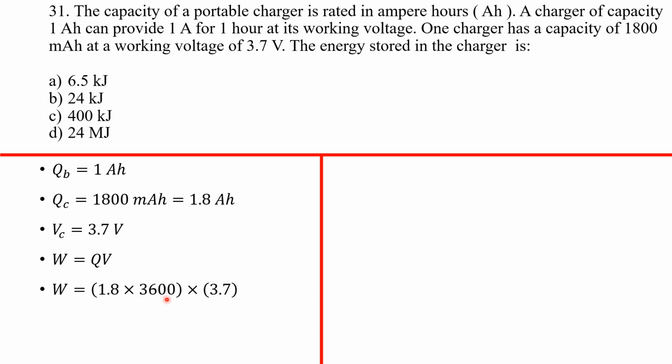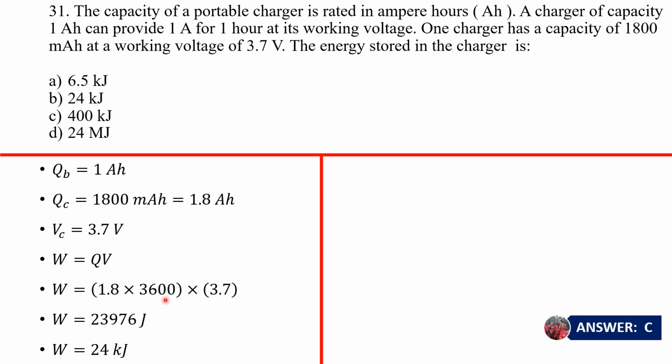Convert that hour to seconds, so you have 3,600 seconds. Multiply that by our working voltage. We have that, which to two significant figures gives us about 24 kilojoules. And so our answer is C. Oh, the answer is B. Sorry, guys. The answer is B.